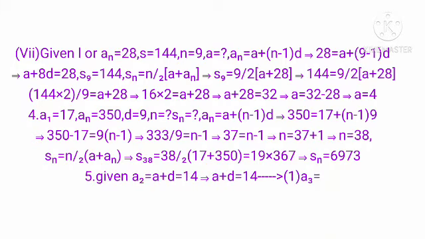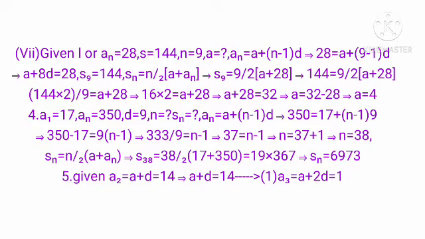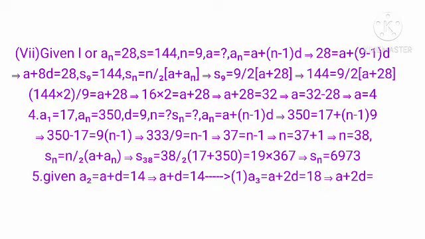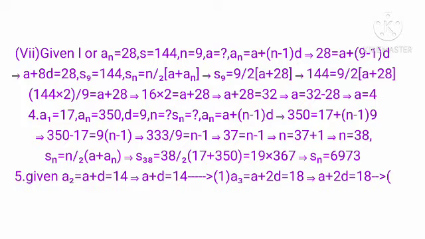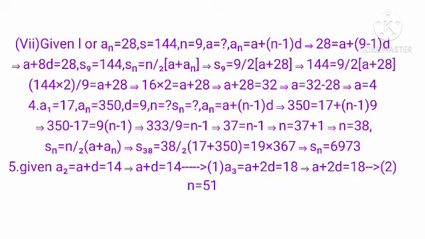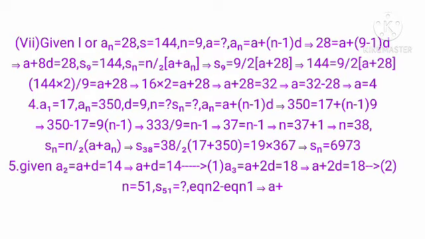Next, fifth question: it is given a2 is equal to a plus d is equal to 14. From that we get a plus d is equal to 14, consider that as equation 1. And a3 is equal to a plus 2d is equal to 18. From that we can write a plus 2d is equal to 18, consider that as equation 2. And n is given 51, S51 we have to find.